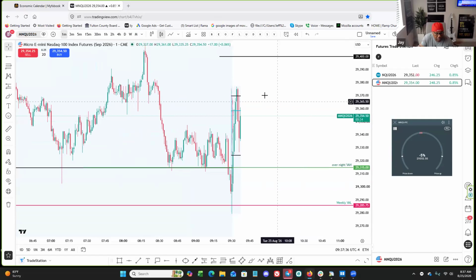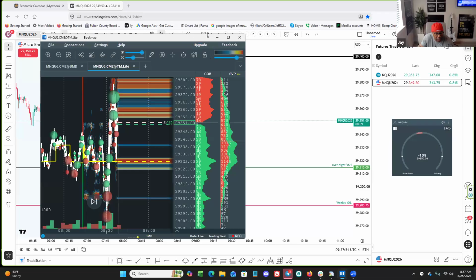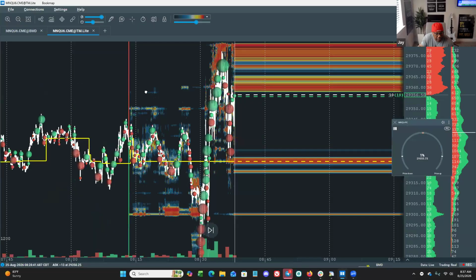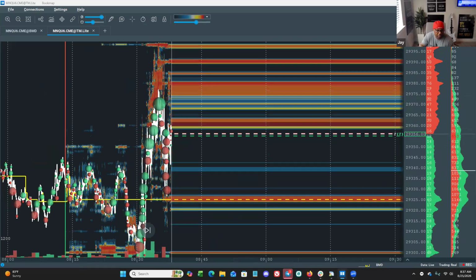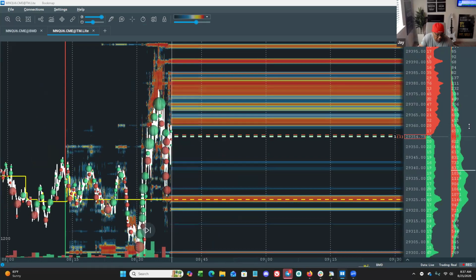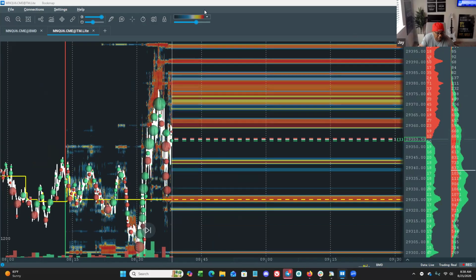Let's see who we get. See what we get. Market's looking crazy right now. That's the tape. It's not really giving you anything. It's probably gonna end up buying. That's probably what's gonna happen. The market's probably gonna shoot up.